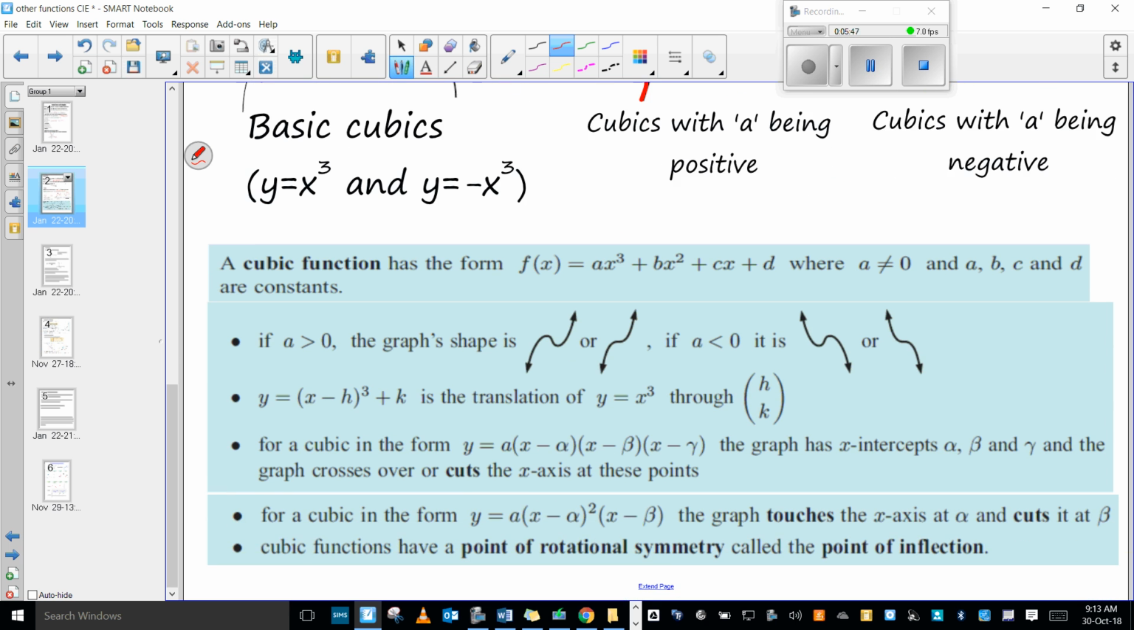This is obviously in our textbook to give you a bit more information. I don't think anything else.